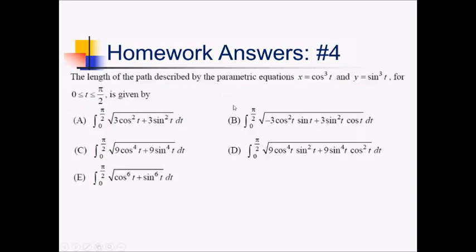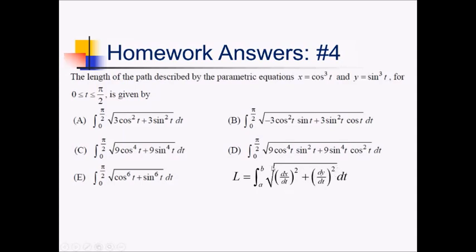For this mess of a question, we want the length of the path of the parametric equations x equals cosine cubed of t and y equals sine cubed of t between 0 and pi over 2. So since we're going parametric, we're going to use our arc length formula for parametrics, which we're going to have the integral from a to b of square root of dx over dt squared plus dy over dt squared.